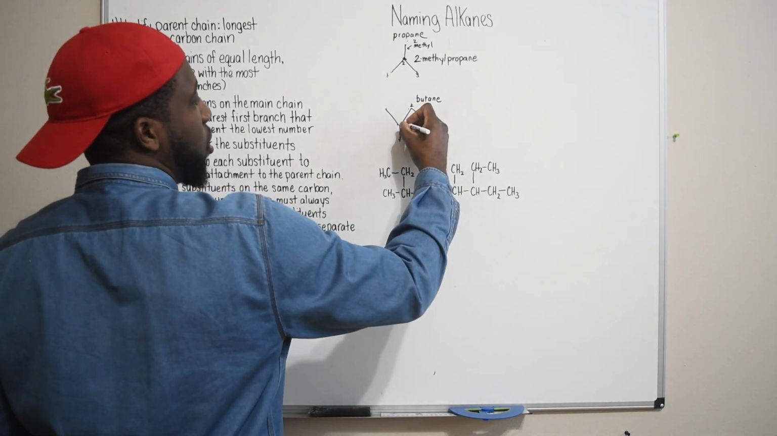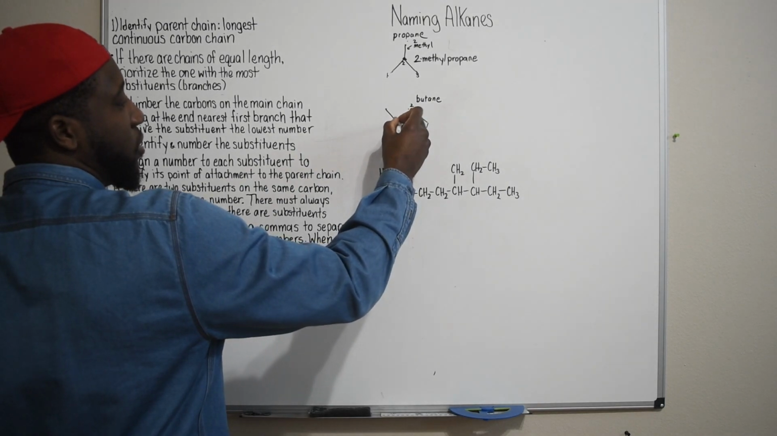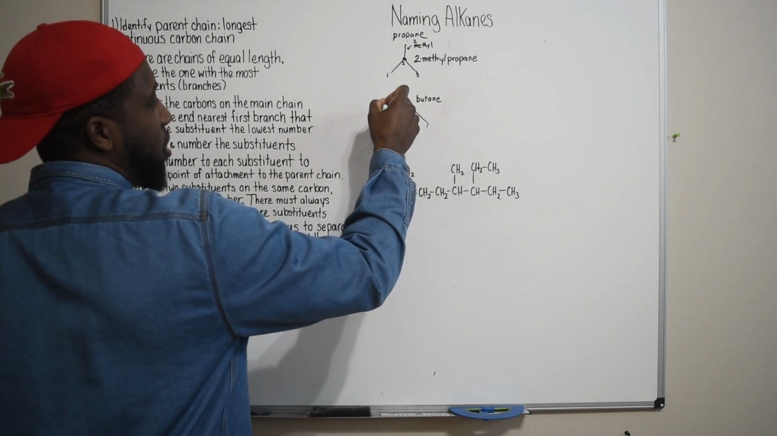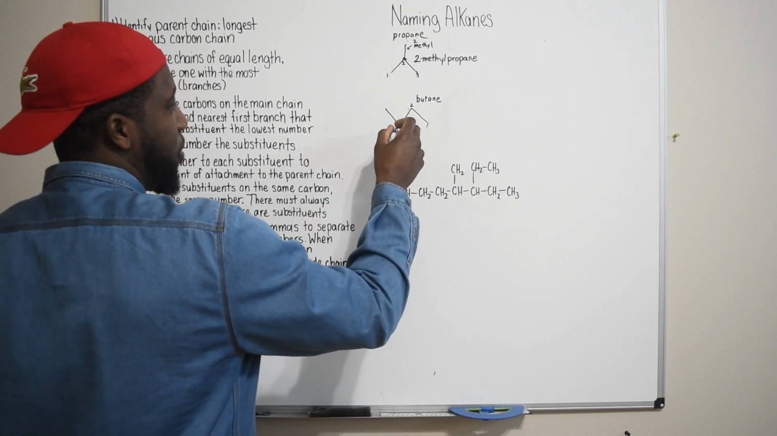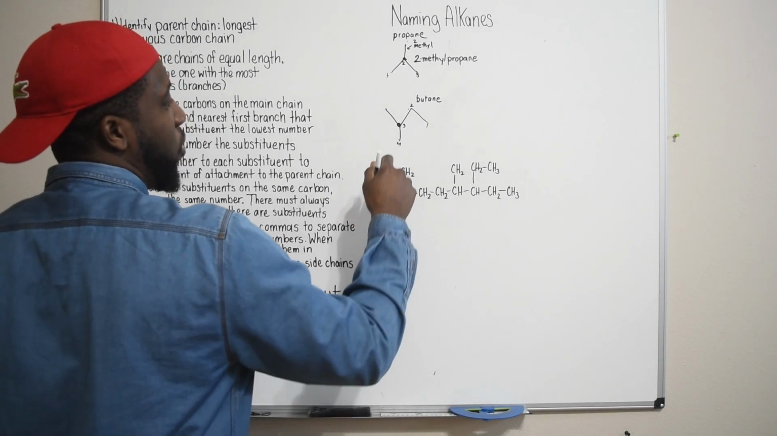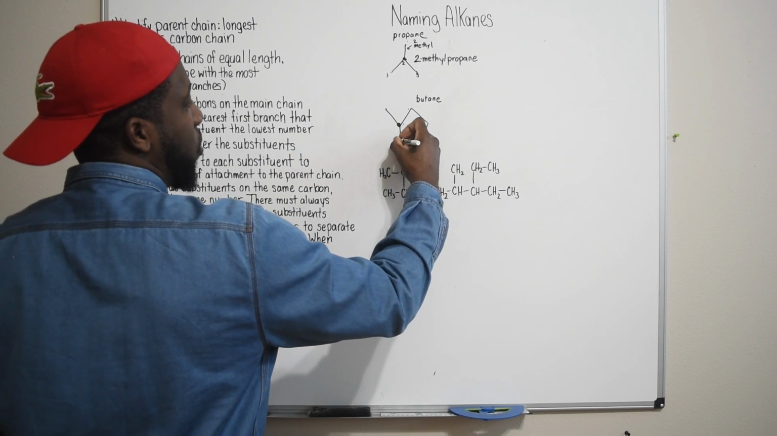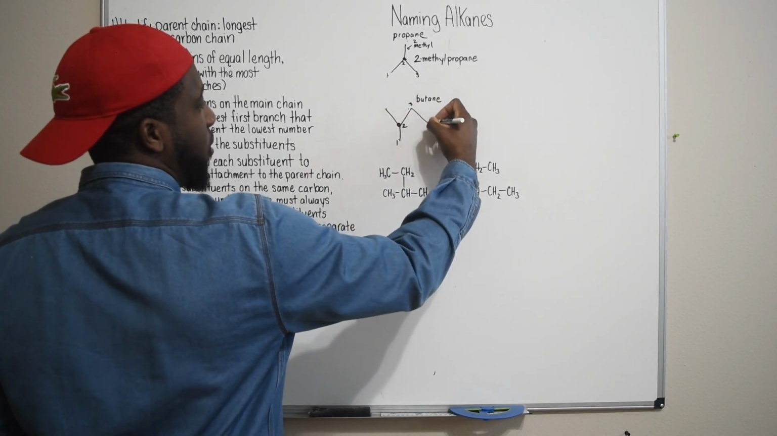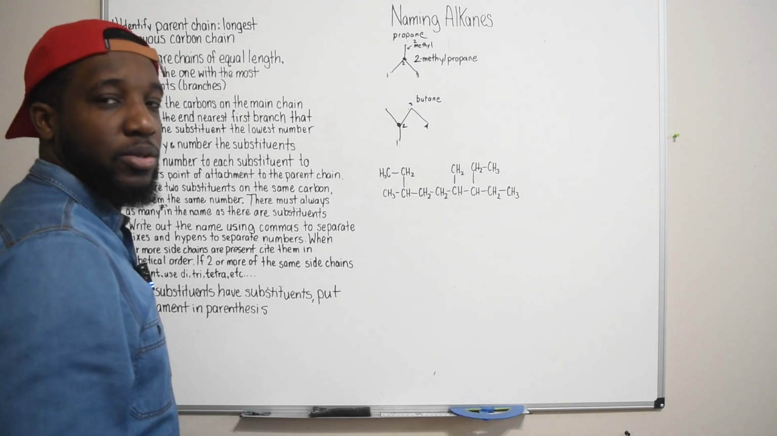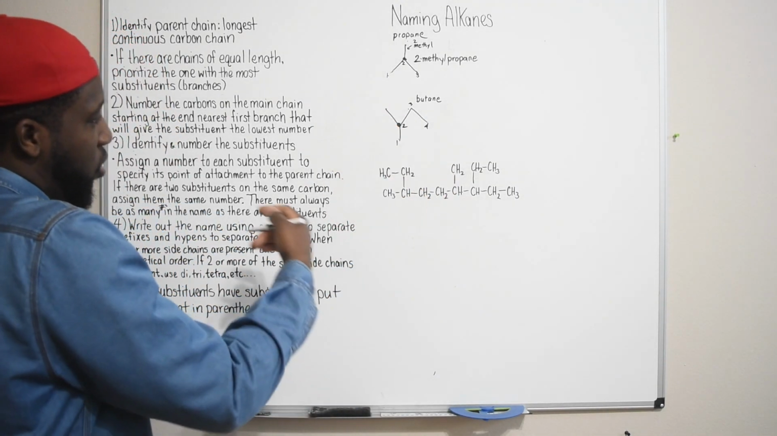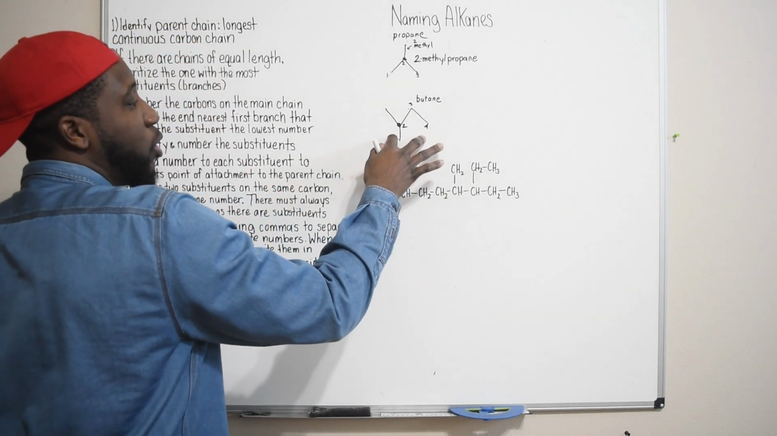1, 2, 3, 4, right? This right here is the branch, the substituent. So this is going to be a 3-methyl. But what if we go this way? What if we start right here? We go 1, 2, 3, 4. So instead of 3-methyl, now we have 2-methyl. 2 is lower than 3, of course. So this is how we number it.